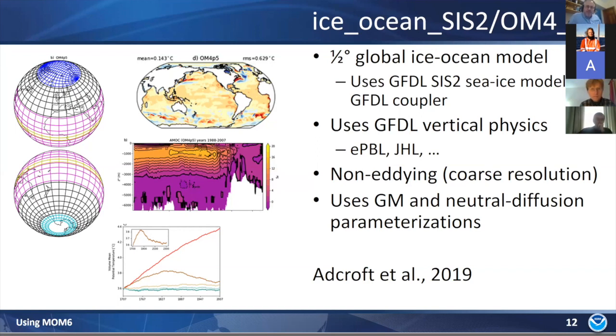And I would suggest that you look at the OM405 experiment in the ice ocean SIS2 directories. This is a half-degree global ice ocean model. It uses the GFDL SIS2 sea ice model and the GFDL coupler. That's because we are at GFDL and that's all we can support.